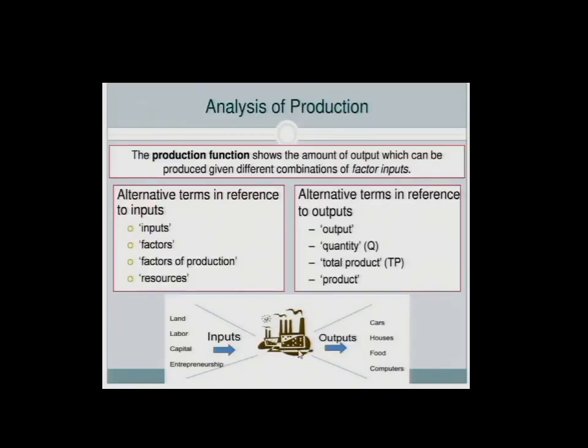Graphical explanation of a production function or production process. In goes inputs, out comes cars, houses, and everything. So land is input into production, especially land used to grow agricultural products. Land is used to build houses. Land is used to extract gold, oil. Labor basically is people. Yeah, labor is people.